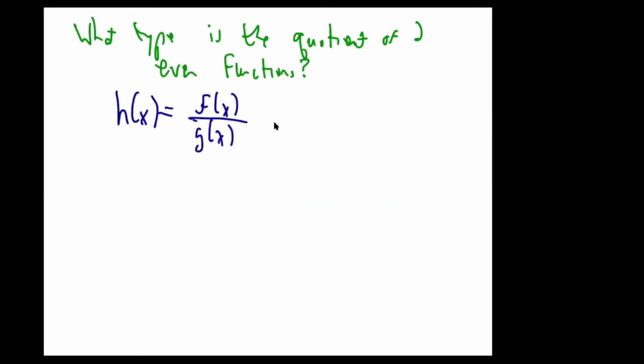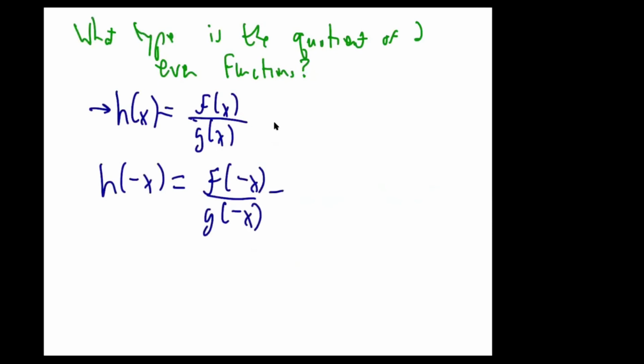Our quotient. How would I see what kind of symmetry the quotient has? How do I tell if a function's odd or even? Oh, you plug in negative x for x. You substitute, right? And then direct substitution gives me this. But f is even, so what does that say about f of minus x? It's going to be the same as f of x.